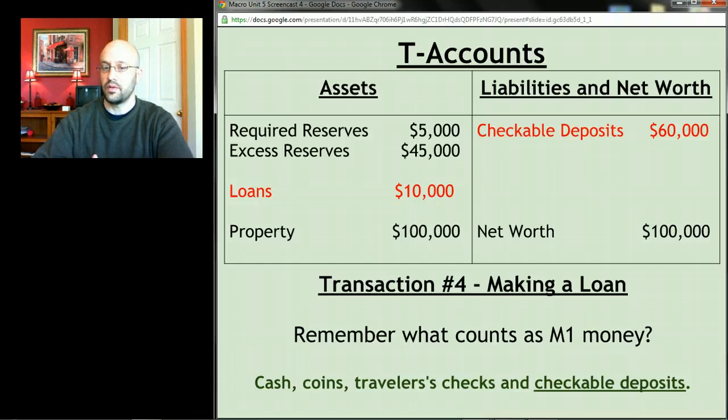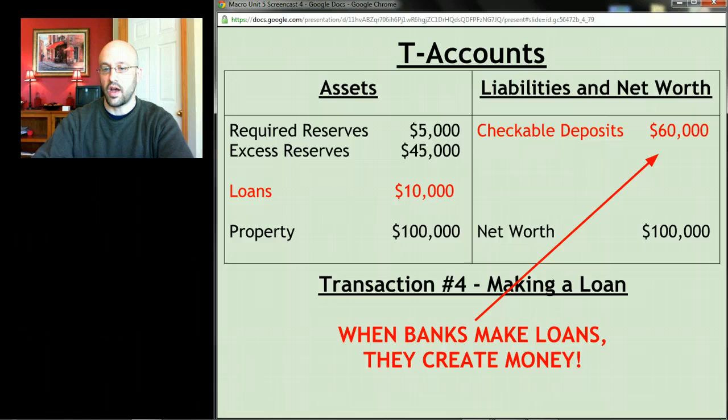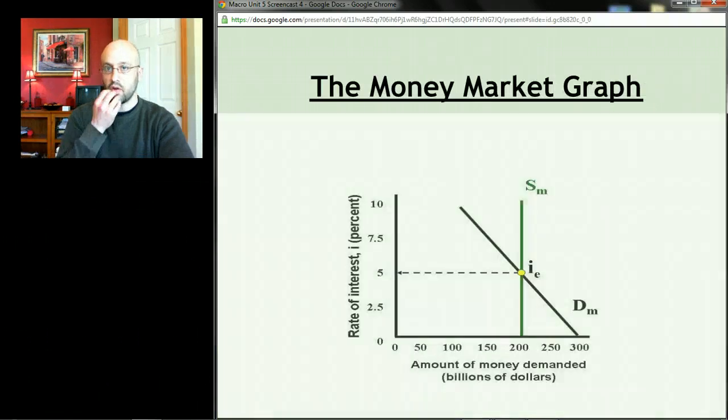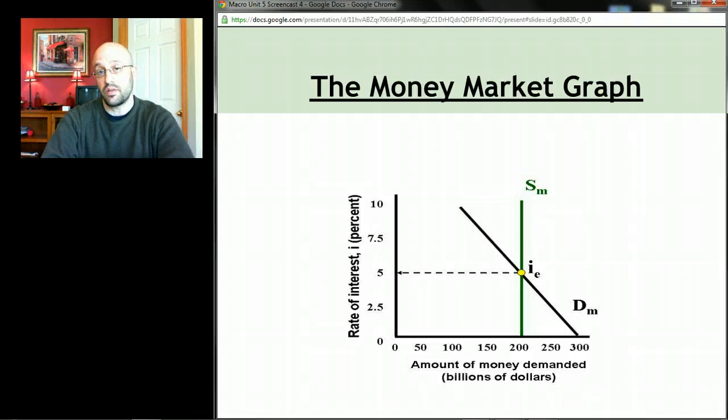Now that's going to have an effect in terms of our money market graph. Here's what the money market graph looked like, and there's that supply of money. What's going to happen now is that the supply of money is going to shift to the right by $10,000. There's 10,000 more dollars out there in the economy. And as that money supply moves to the right, it's going to change interest rates. Interest rates are going to start dropping. Just a little bit, but they're going to start dropping.